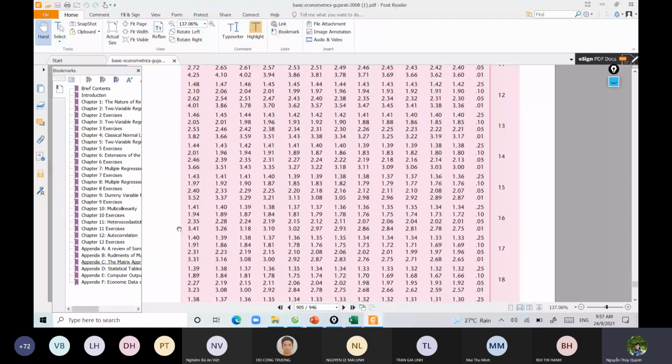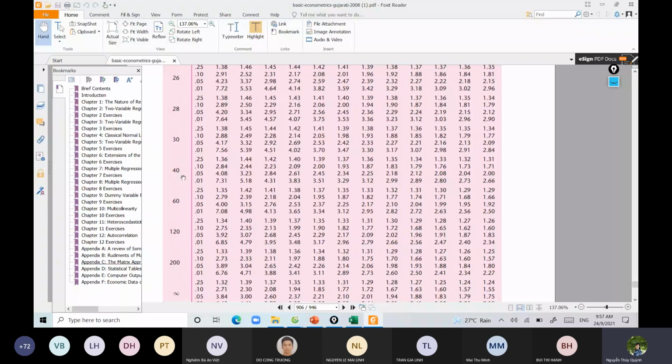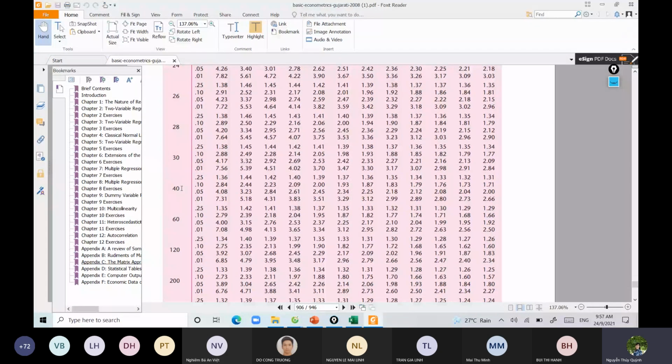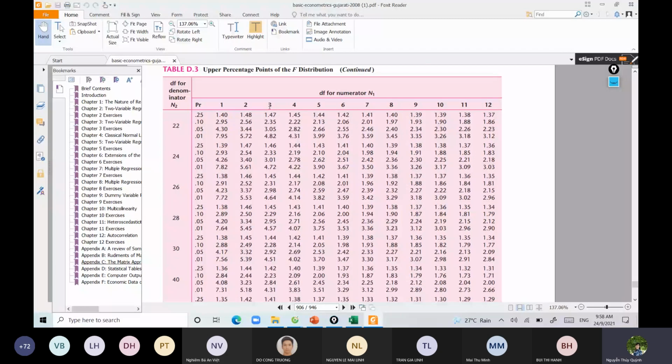Oops, 20. Do we have? And yeah, we have here. Oh, now we do not have 45, but we have 40 and 60. Okay, so maybe we will take a number around the value of 40 and 60. Now look at the column for 3, which is the degree of freedom for the numerator.